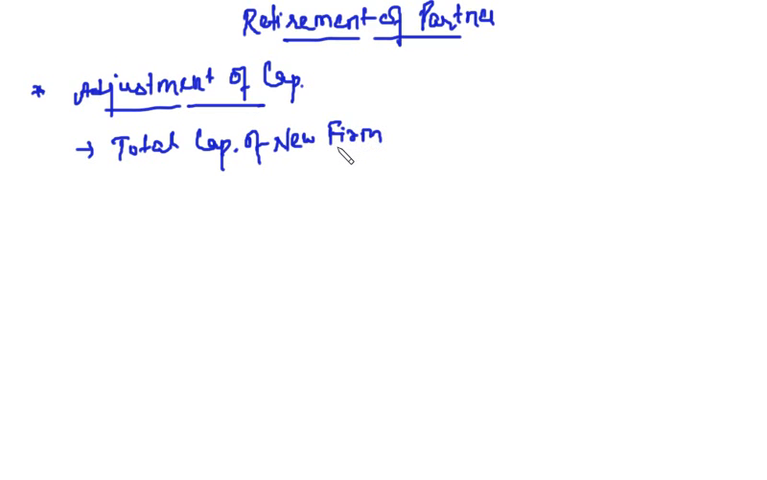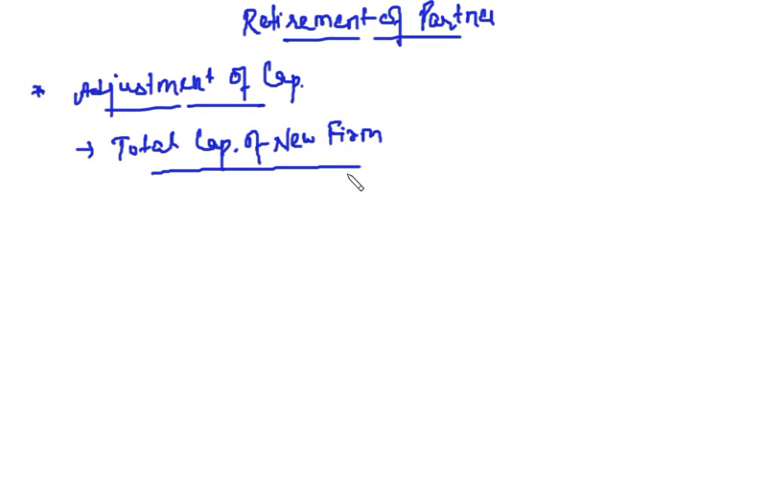In this, the partners are going to adjust their capitals proportionate to their share of profit. For that, we need the total capital of the new firm. So there are three cases. Either this total capital of the new firm will be given, or it will not be given. The third one is the retiring partner is paid by bringing in cash by the remaining partners in such a way that the capitals of remaining partners become proportionate to their share of profit. So what is important is the calculation of the total capital of the new firm.